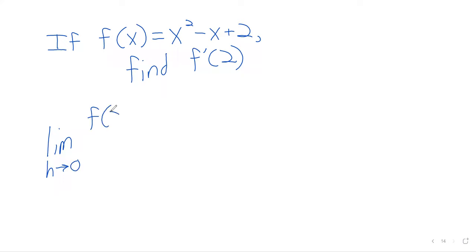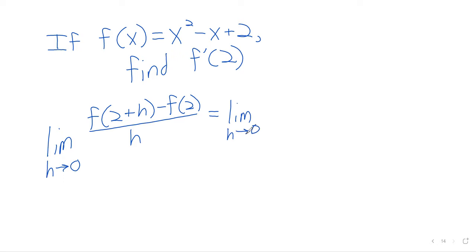of f of 2 plus h minus f of 2 divided by h. And that's without doing any simplification. What is f of 2 plus h? Oh, it's 2 plus h squared minus 2 plus h plus 2. And what is f of 2? It's 4 plus 2 is 6 minus 2 is 4.